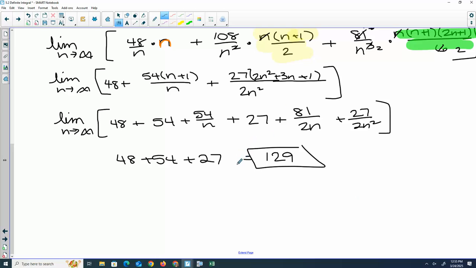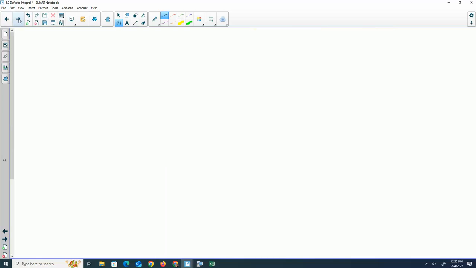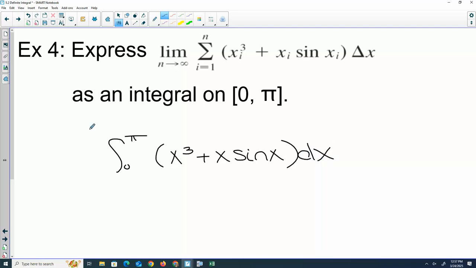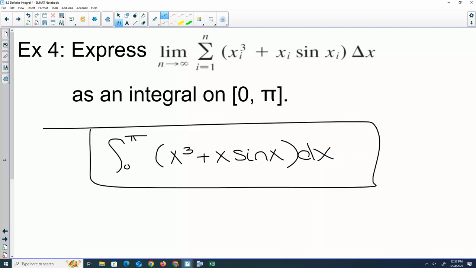Alright, any questions on this one? I want you guys to do this problem. Okay, so what's my integral from 0 to pi of x cubed plus x sin x? Alright, did you get it? Yeah, solve it. It shouldn't be too bad.